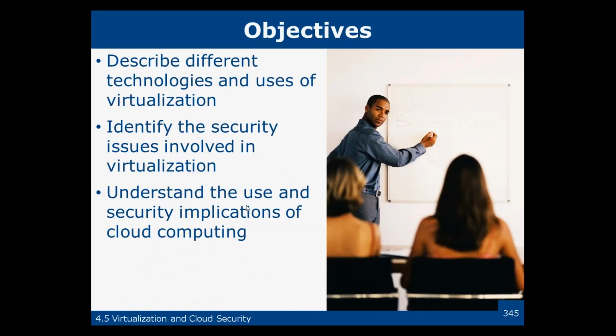So the objectives here are to describe the different technologies and uses of virtualization. Virtualization is becoming a really big deal. It's probably the thing that's saving Microsoft right now. They've become, if not the biggest, one of the biggest virtual providers in the world. The other one, of course, is Amazon.